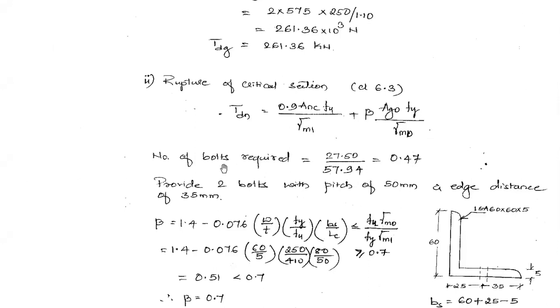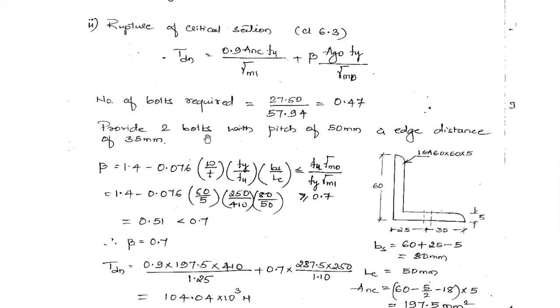What number of bolts are required? The factored force in the member divided by the strength of the bolt. The factored force in the member is 27.5 kilonewton, and the bolt value is 57.94. So we require not even one bolt, but what we have decided is to provide at least two bolts. So two bolts have been used in this connection, with a pitch of 50 mm and an edge distance of 35 mm.